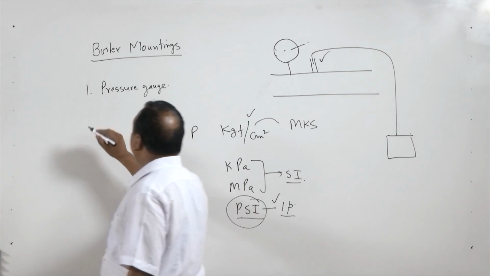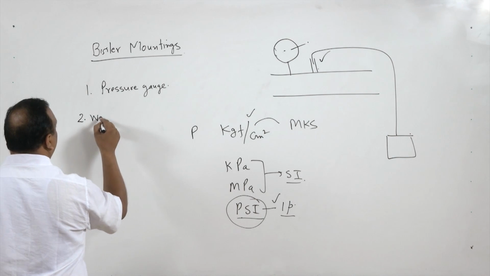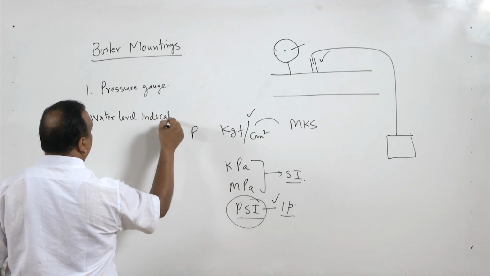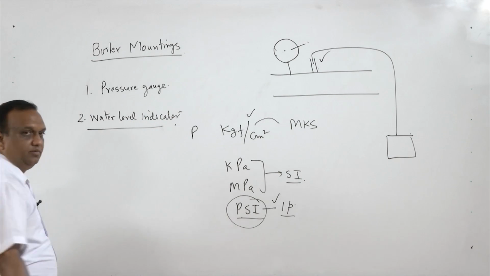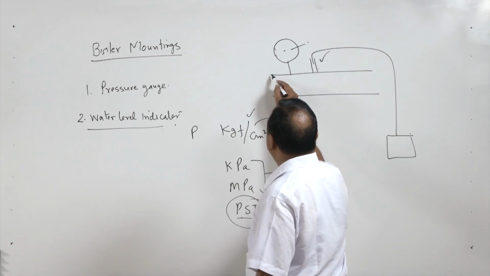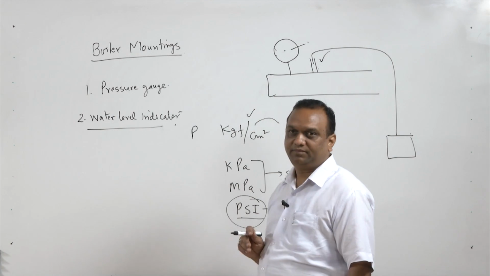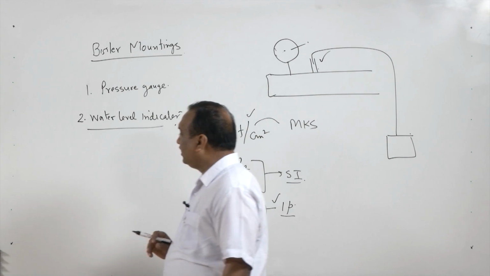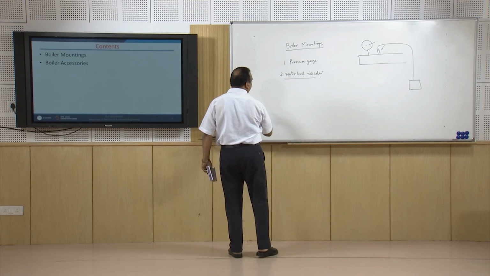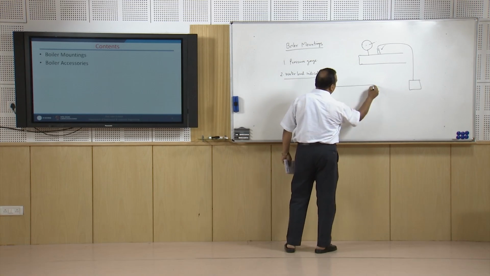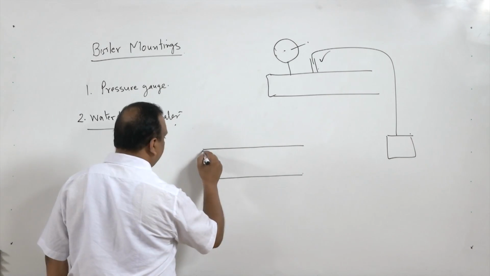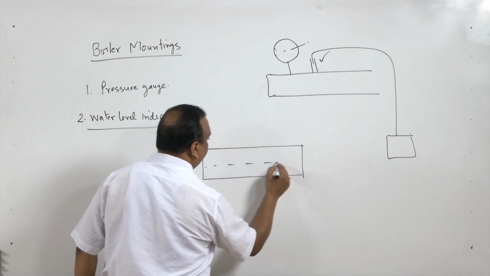Now after the pressure gauge is the water level indicator, because when the boiler is in operation, the operator must know the level of water in the boiler. And the arrangement of the water level indicator is very simple. In order to find the level of water in the boiler shell, suppose this is a boiler shell, and I want to know the level of water in it. This is closed. So this is the level of water in the boiler shell.